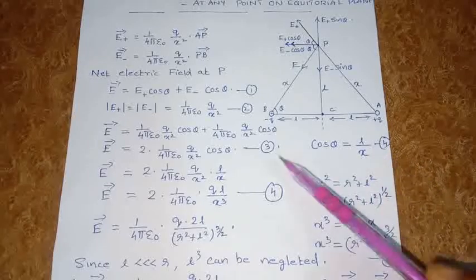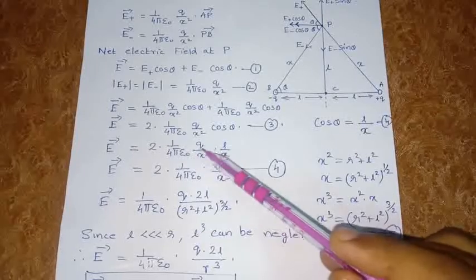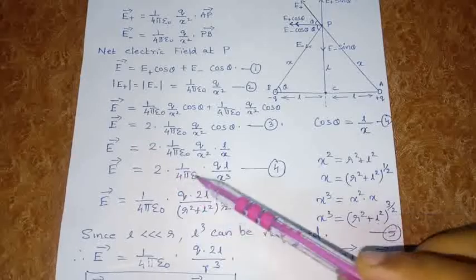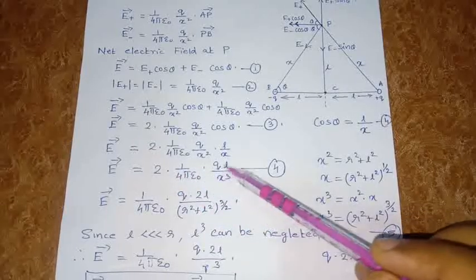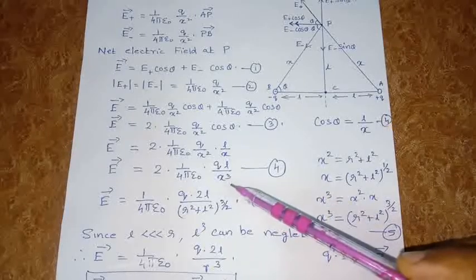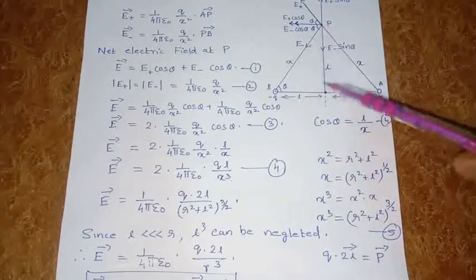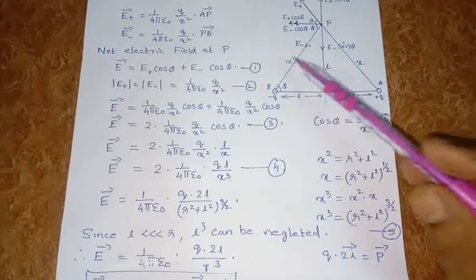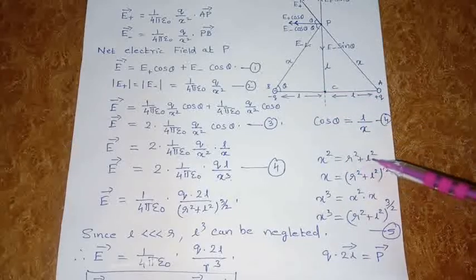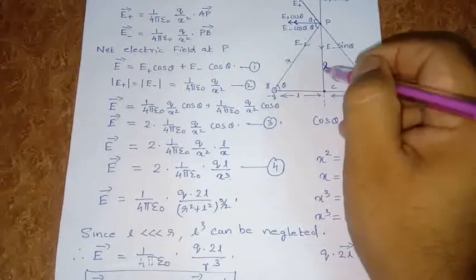If I substitute 4 in 3, I will get E equal to 2 into 1 by 4 pi epsilon 0 q by x square into l by x. That means E equals 2 into 1 by 4 pi epsilon 0 ql divided by x cube. Put this as equation number 5. Now the next point is I want to substitute for x cube. From the Pythagoras theorem, x square is equal to r square plus l square. So this quantity is r, not l.